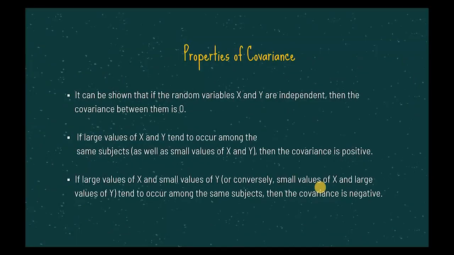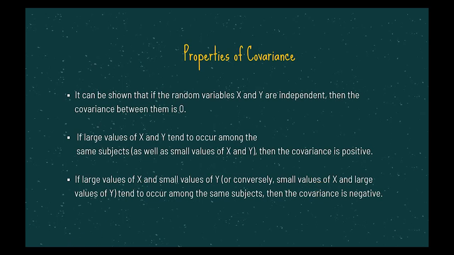Now we will see some properties of covariance. It can be shown that if two random variables x and y are independent, then their covariance will be 0. Whereas if large values of x and y tend to occur together among some number of samples, then the covariance is positive. The reverse case, if small values of x and large values of y, or large values of x and small values of y tend to occur among some subjects, then the covariance is negative.